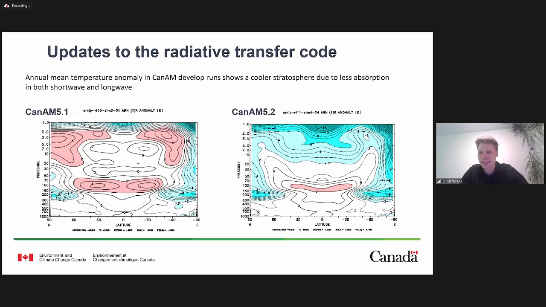Sure, Ivy, go ahead. I can't find the raise hand option on the Zoom. So I was just wondering, have you run the CanESM 5.2 model with the newest updates in PI control and 4 times CO2? Have you calculated the climate sensitivity of it? And how are you retuning for all of these changes?